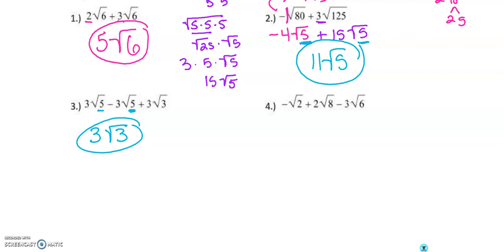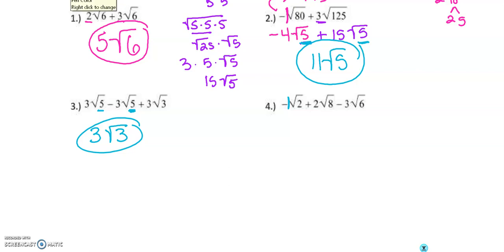All right, let's take a look at example number 4. Again, I see just a plain old negative sign hanging out in front, so I'm going to add a 1 in front of there. So I have -1 radical 2. My 2 radical 8 is different. My -3 radical 6 is different. So I'm going to see if I can simplify any of these.